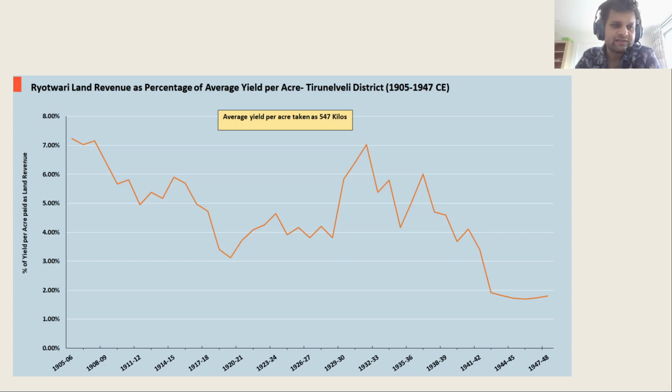The percentage of average yield per acre paid as land revenue fluctuated between 4 and 7%. So it had come down, but again, you have to remember the costs of cultivation and so on and so forth. So things had gone a little bit better, but by this time, the entire fertility and the human resource, the material resource of that district was at rock bottom due to these 100 plus years of completely savage extortion.